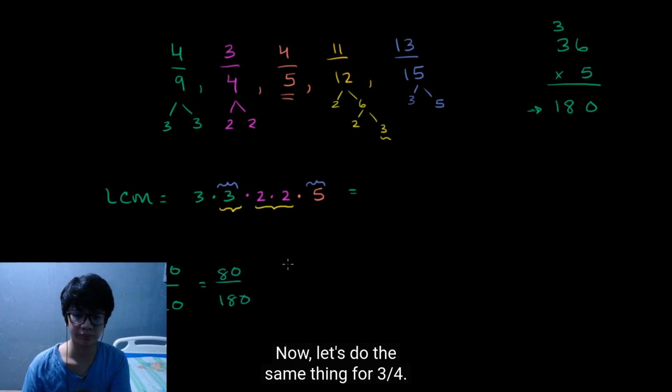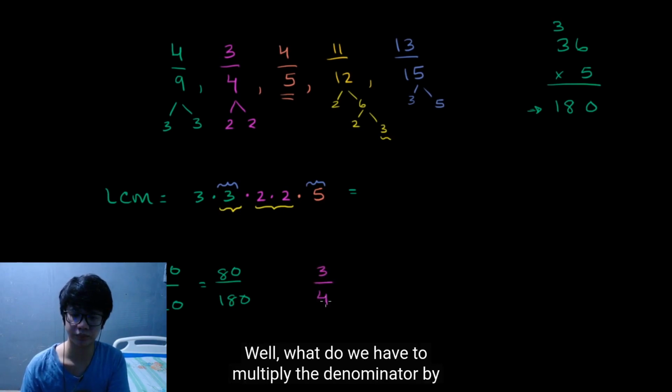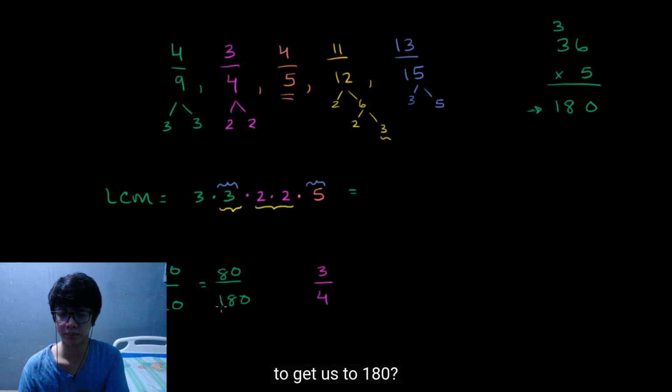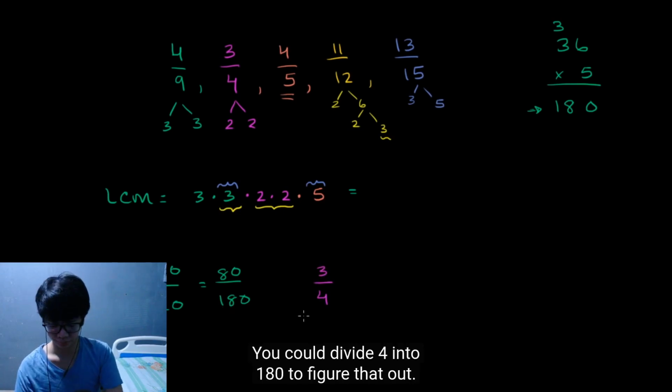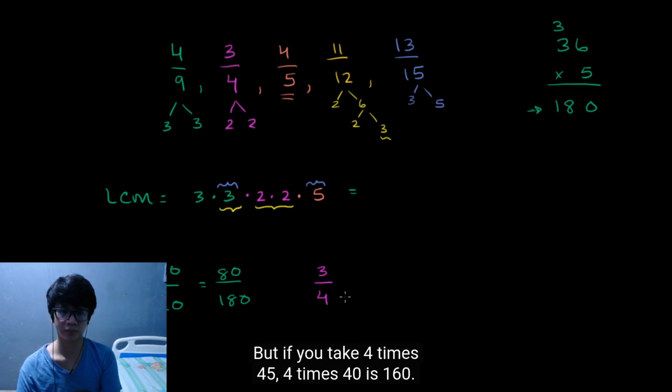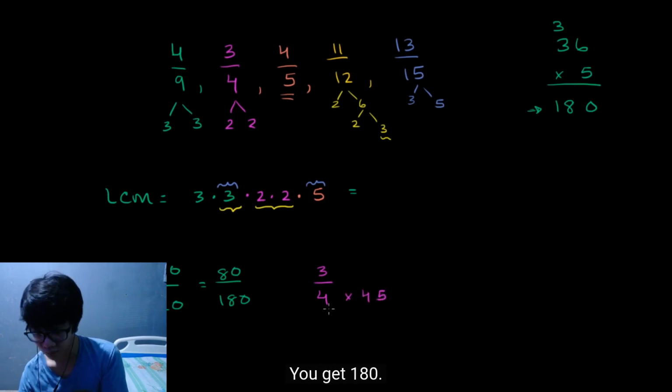Now let's do the same thing for 3/4. 3 over 4. Well, what do we have to multiply the denominator by to get us to 180? So it looks like 45. You could divide 4 into 180 to figure that out. But if you take 4 times 45, 4 times 40 is 160. 4 times 5 is 20. You add them up, you get 180.